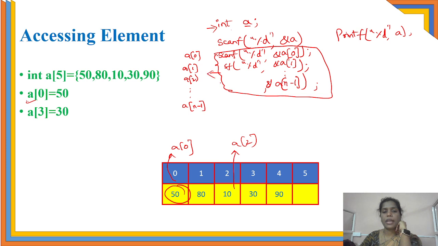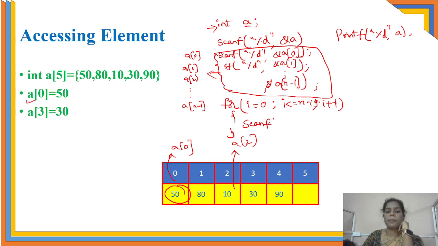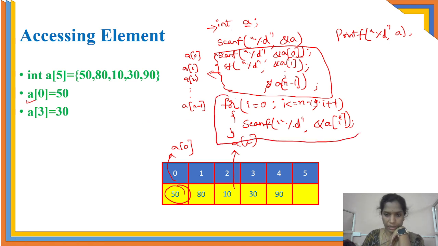For repetition we have loops. So I am using a for loop. From where am I repeating? From 0 to where i is less than or equal to n minus 1, i plus plus. I am repeating the scanf function, percent d, address of a of i. So the way to read array elements is using a for loop.